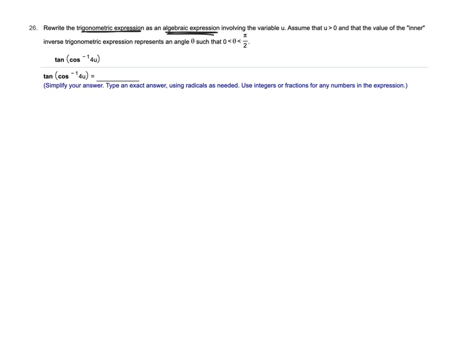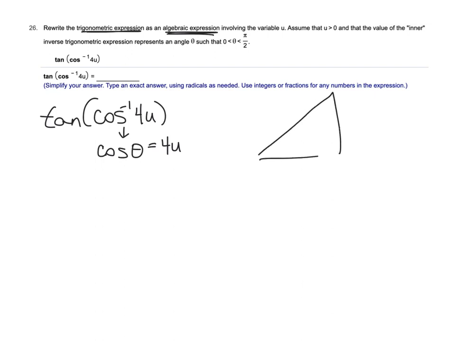Okay, so here we are. We have tangent. We're going to work inside out, so take what's inside the parentheses and rewrite it. That's the same as saying the cosine of theta equals 4u. We're going to put this on a right triangle where we have theta. We know that cosine is adjacent over hypotenuse, so you can rewrite it that way. Cosine is 4u over 1.